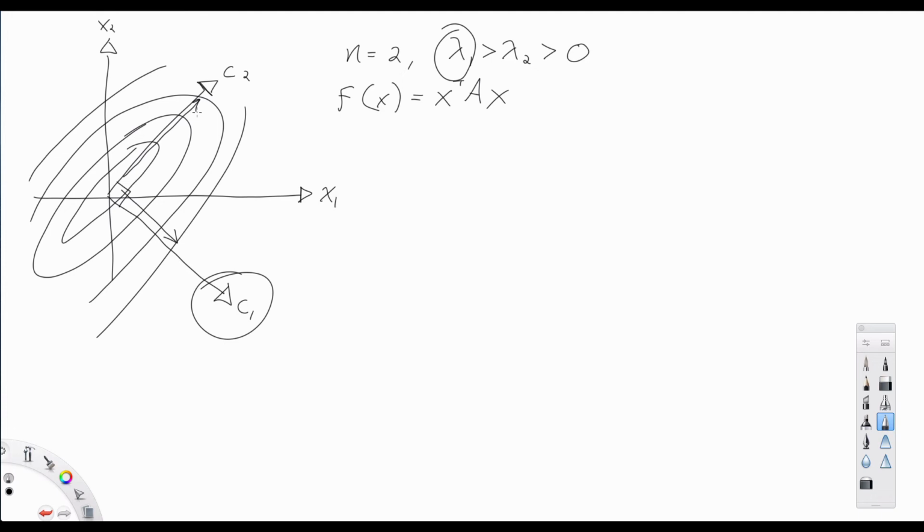If you have lines on your topographic map that are really close to each other, then that corresponds to very steep terrain, whereas if you have lines that are very spread out, then that corresponds to very mild or fairly flat terrain. So one of the takeaways here is that the value of the eigenvalue corresponding to an eigenvector tells us how quickly f of x is increasing.